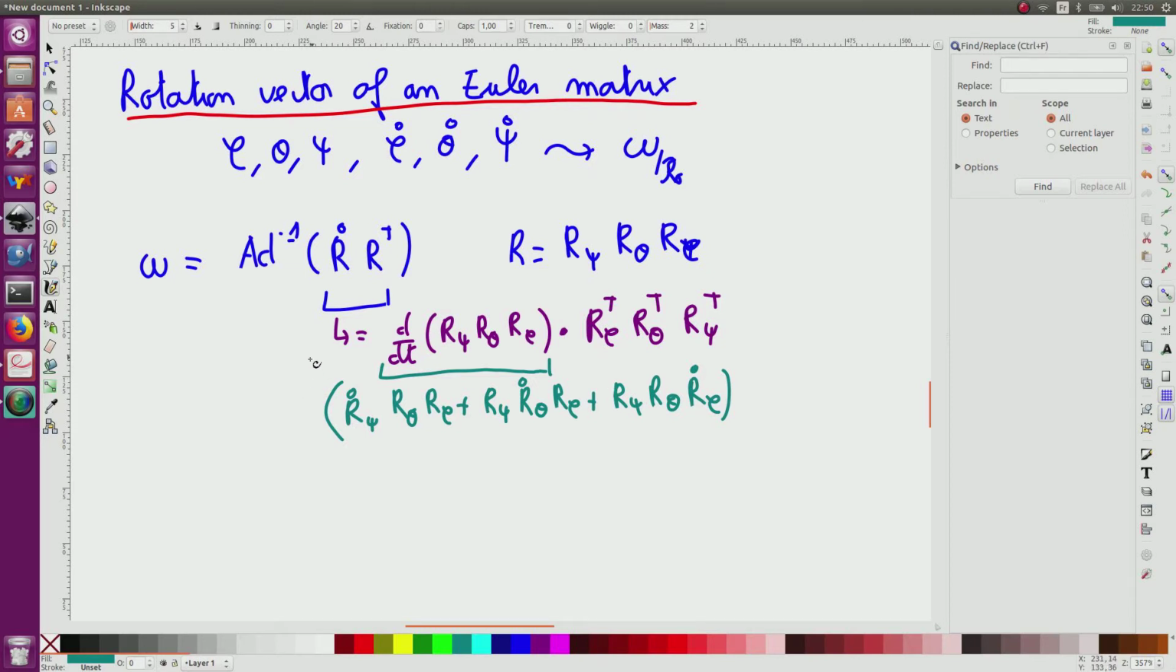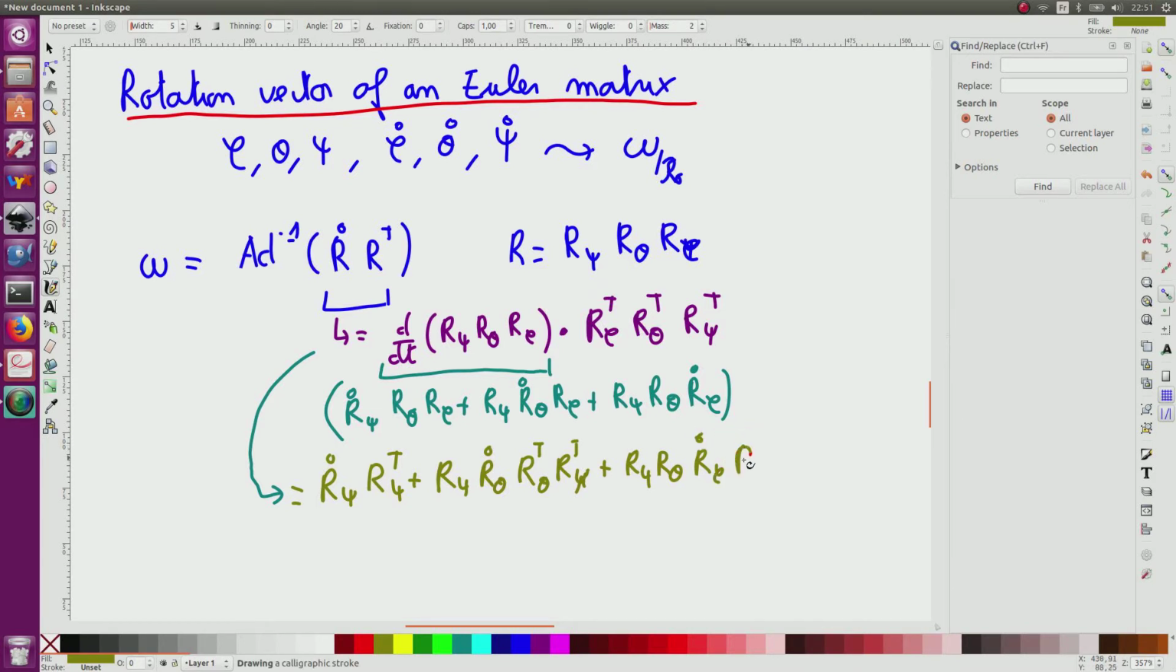So it means that here it is equal to R dot psi R psi transpose plus R psi R dot theta R theta transpose R psi transpose plus R psi R theta R dot phi R phi transpose R theta transpose R psi transpose. Okay.